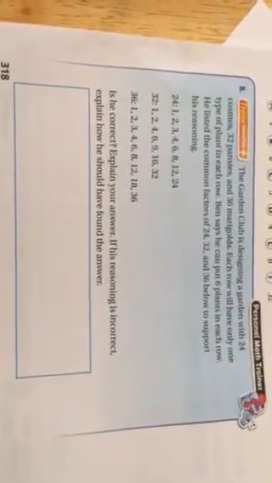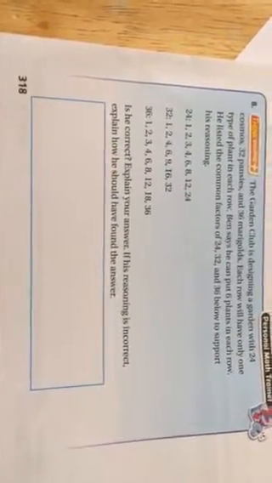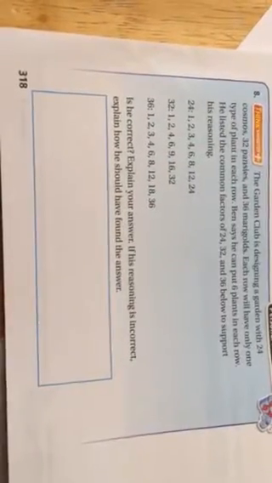So now, what we're going to be looking at is our homework from tonight. You're going to see my stuff. Here's our homework. Okay, and I'm going to read it to you. It says the garden club is designing a garden with 24 cosmos, 32 pansies, and 36 marigolds. Each row, remember we talked about rows and columns 2 seconds ago, will have only one type of plant in each row. Ben says he can put 6 plants in each row.